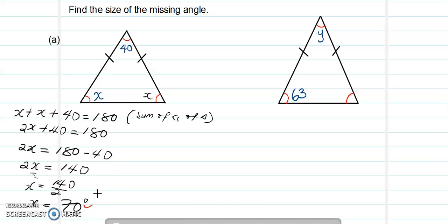Now in this part also, for us to solve this, we note that this is an isosceles triangle. The base angles must be equal. If here is 63, here also must be 63, because the two sides are equal, as shown by this mark. So we have y plus 63 plus 63 is equal to 180, sum of angles of a triangle.